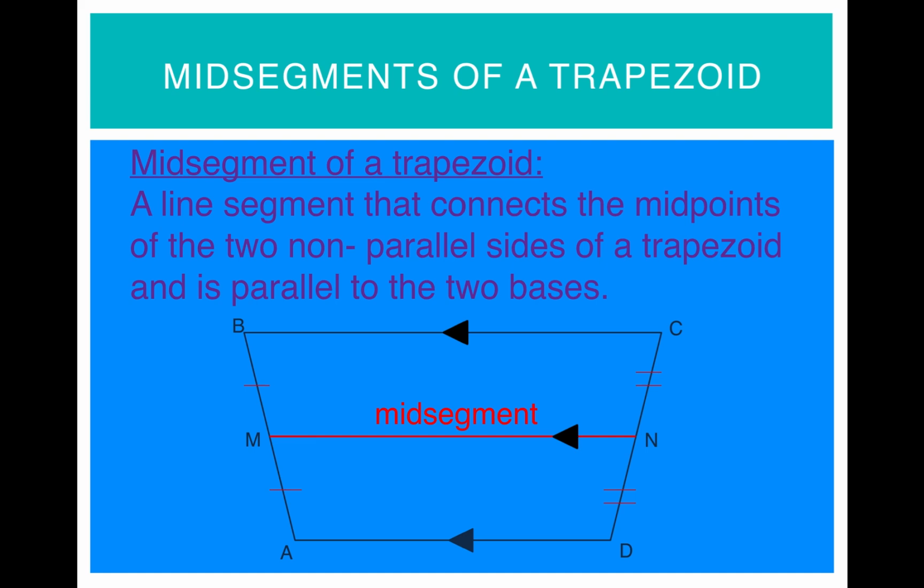So in this trapezoid, we have our one base BC. Let's see our other base. Right there, AD, and they're parallel.